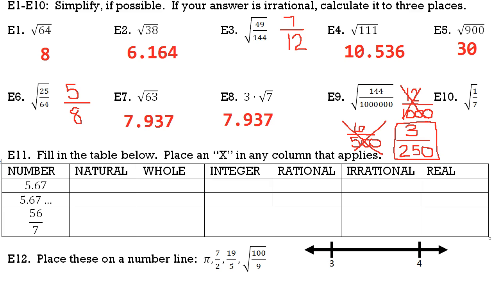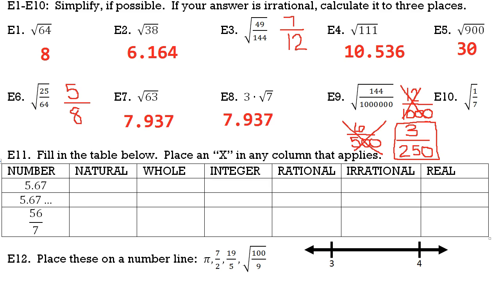So it did turn out to be rational. It was not irrational. It did turn out to be 3/250. Now, if you had reduced first, then you would have eventually ended up with, I believe, 9 on top and 62,500 on bottom. And that seems pretty crazy, but when you do the square root, you would end up getting the same answer.